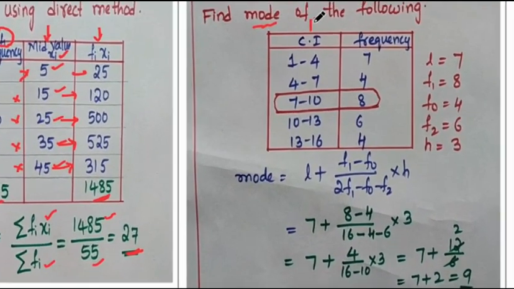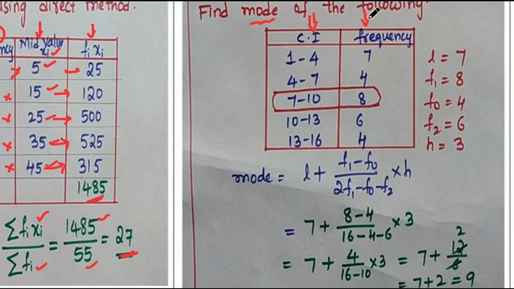We'll find mode now. Class interval and frequency, only two boxes for mode. First we have to mark the modal class. As 8 is the highest frequency, we find the modal class. This is the modal class. Here in the modal class, L is 7, F1 is 8, F0 is 4, F2 is 6.